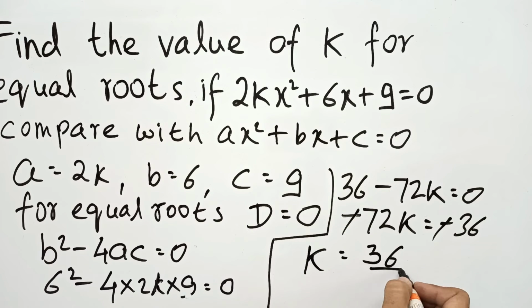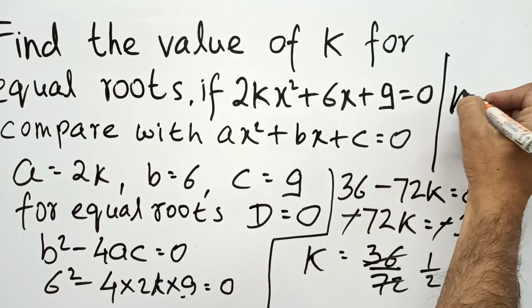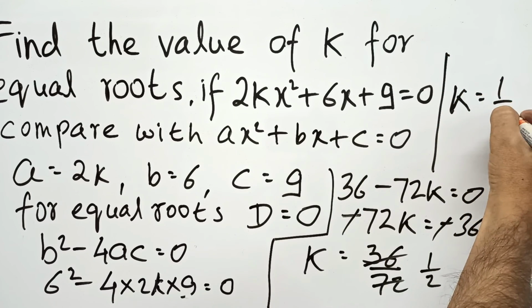k is equal to 36 upon 72. After cancellation it will be 1 upon 2. So the answer of this question: k is equal to 1 upon 2.